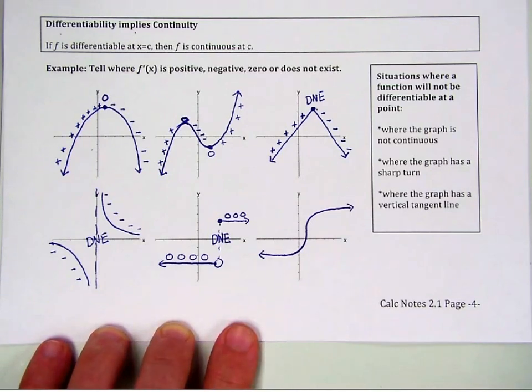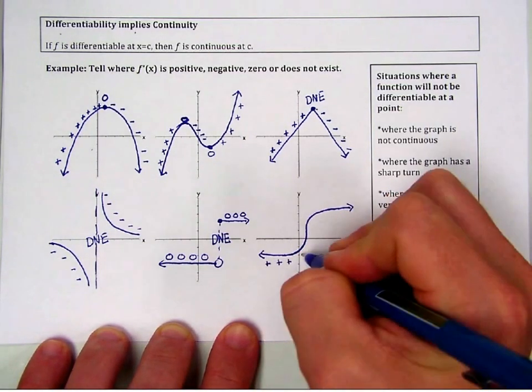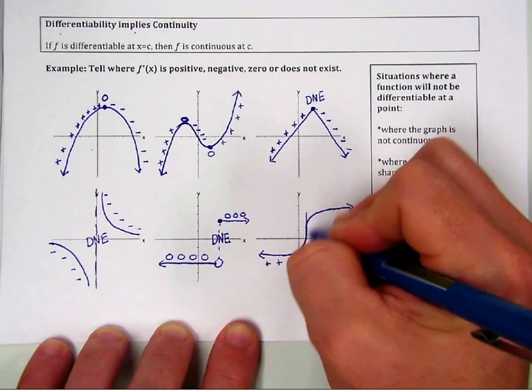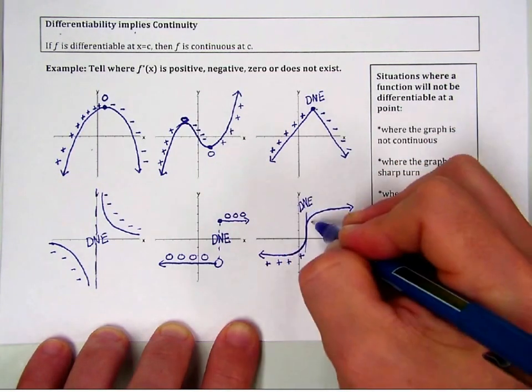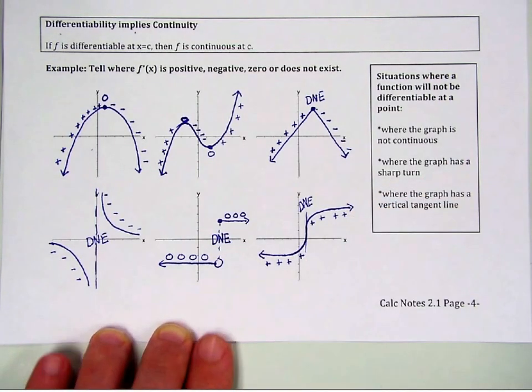Okay. So here we have increasing, increasing, increasing becomes vertical. So right at this point, it would not exist. And notice the slope is still increasing.